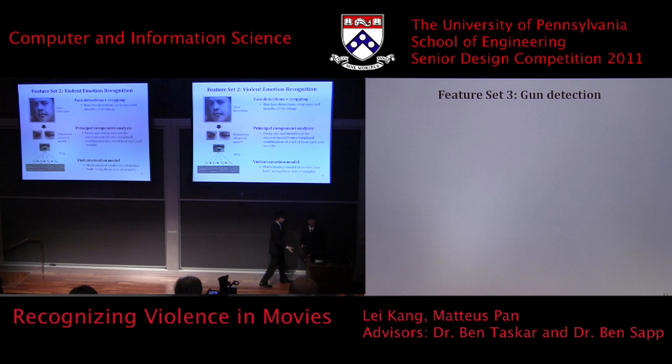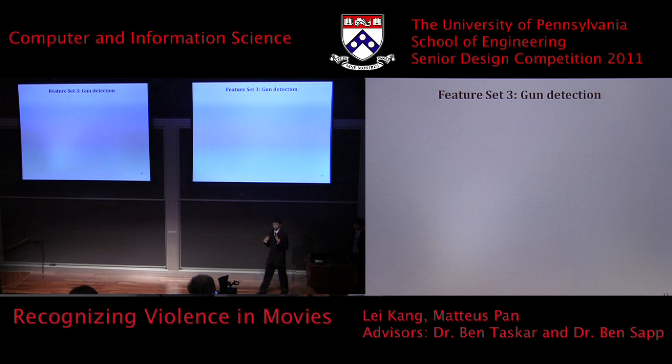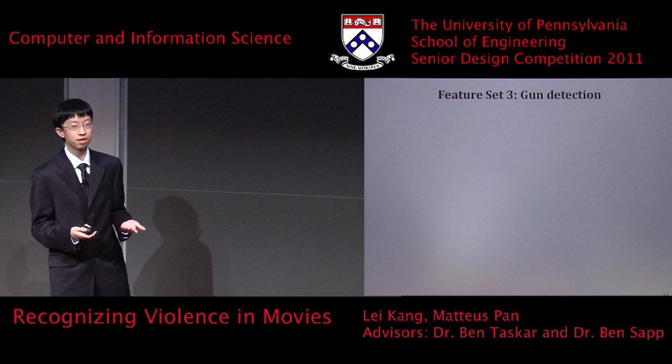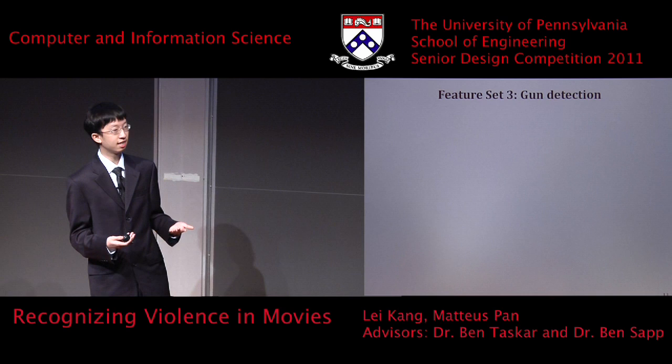Thank you, Matt. The third feature set that our system employs is gun detection. As many of you would probably agree, a lot of violence in movies today involves some sort of weapon, and in the overwhelming majority of cases, this weapon is a handgun. Much like our face detection, we need to build a mathematical model of a handgun to detect instances of those guns in movies, and doing so is a multi-step process.